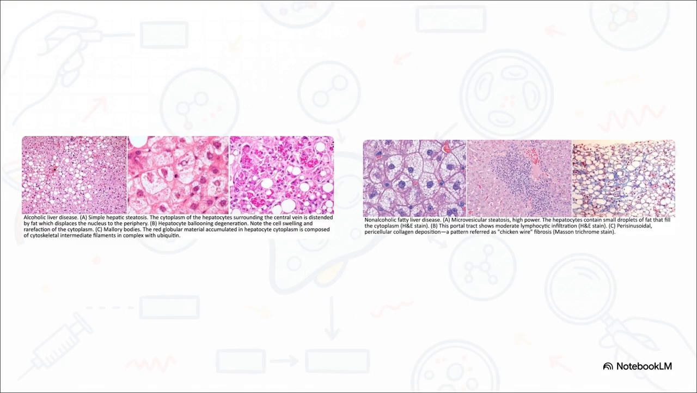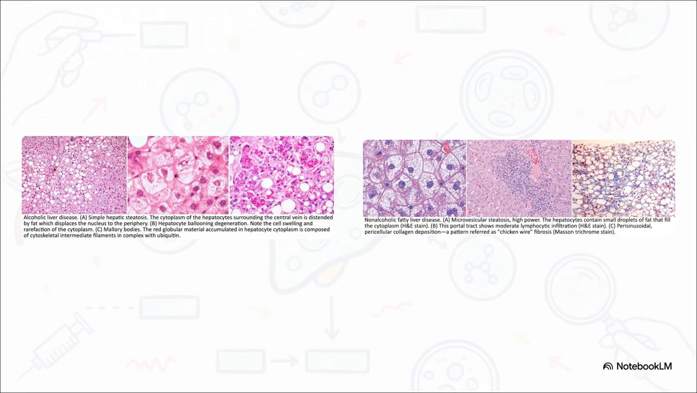What's truly fascinating here is how virtually indistinguishable these two suspects are under a microscope. Both of them begin their attack in that vulnerable, oxygen-deprived area we talked about earlier, zone 3. In both diseases, as fibrosis develops, collagen starts depositing around the central vein and individual hepatocytes. Under a special stain, this creates a highly characteristic perisinusoidal or pericellular pattern known as chicken wire fibrosis. It literally looks like chicken wire wrapping around the cells.